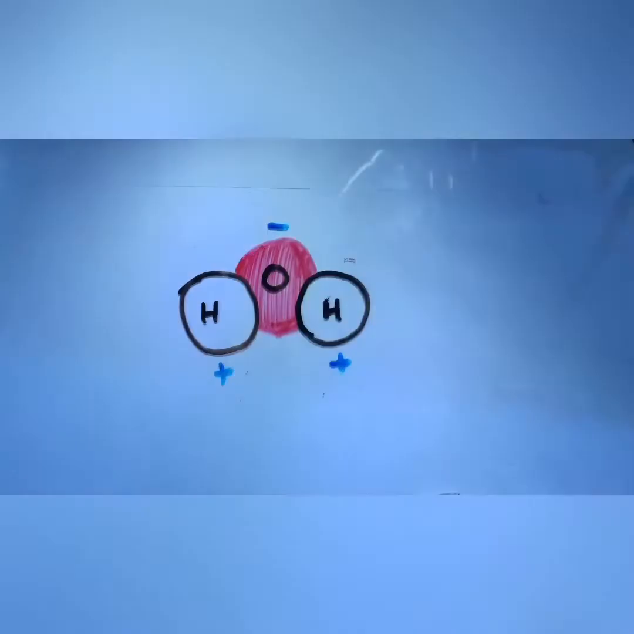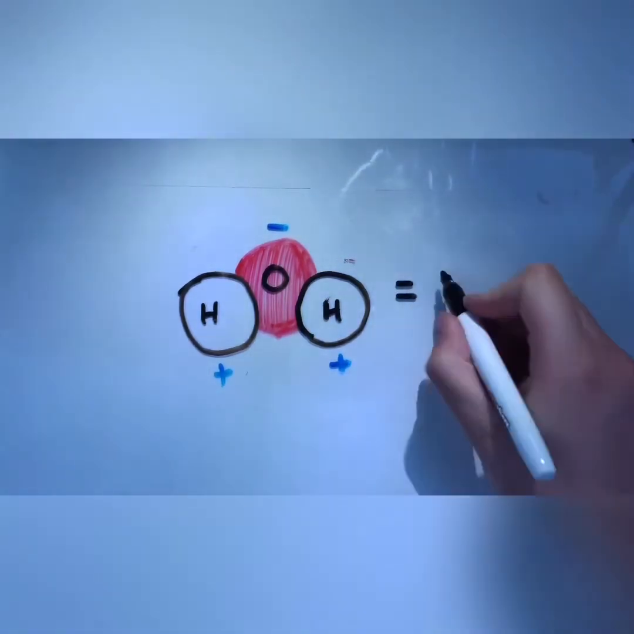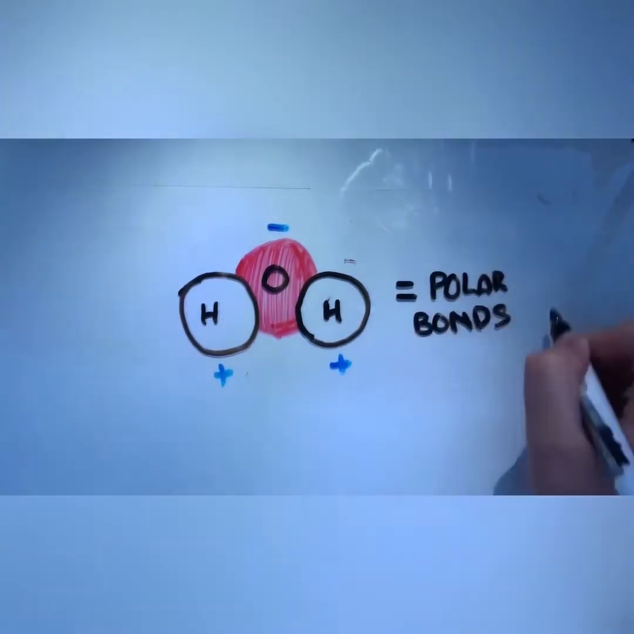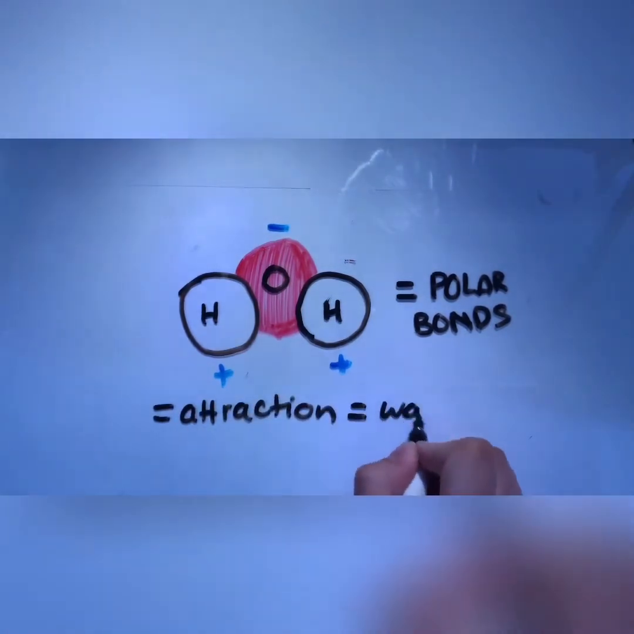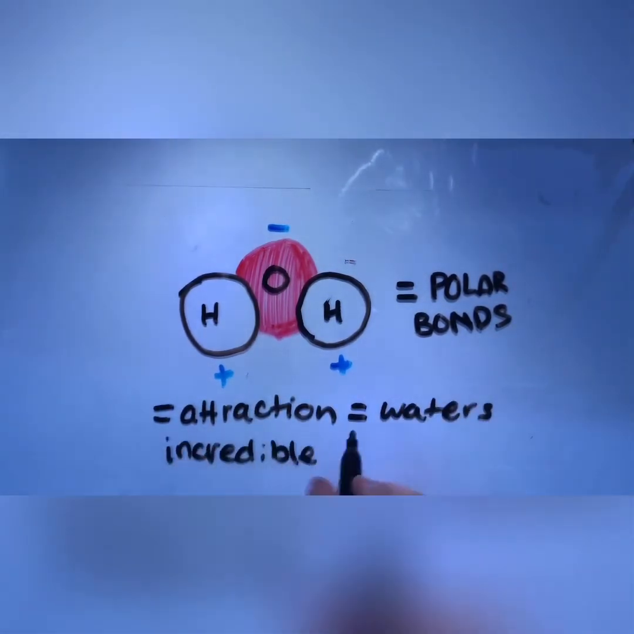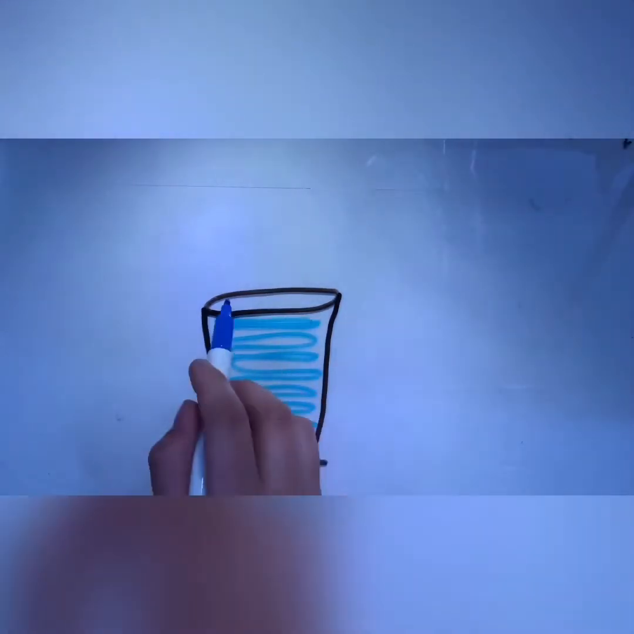The oxygen end of a water molecule is slightly negative, while the hydrogen ends are slightly positive, creating the polar bonds and ultimately the attraction between the two charges. These bonds are responsible for many of water's incredible abilities. Have you ever accidentally filled up a cup with just a little too much water, and instead of spilling over, the water hovered slightly above the rim of the cup?